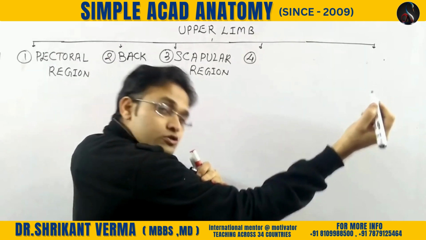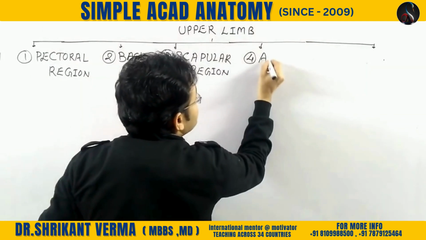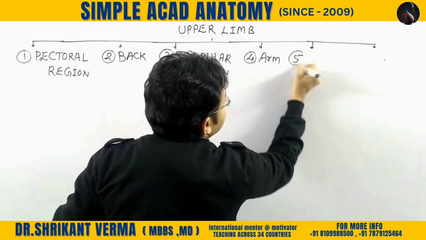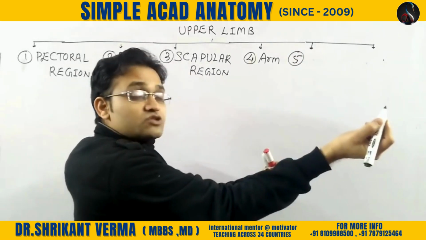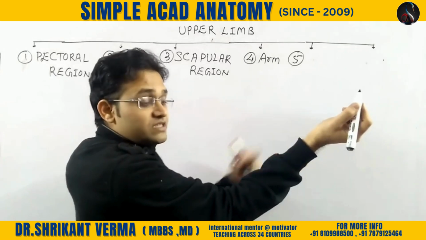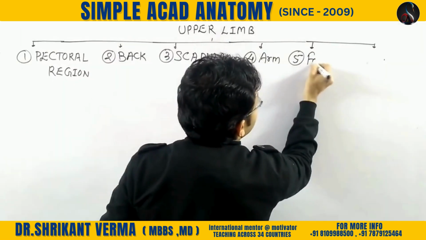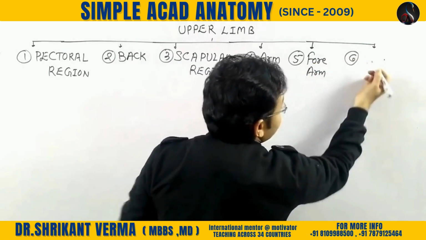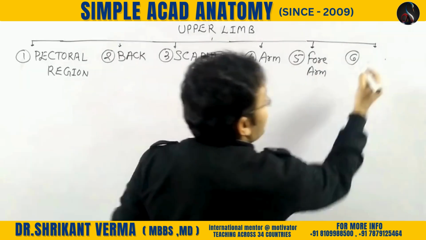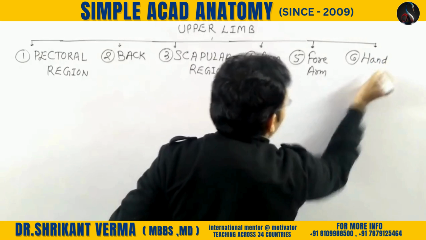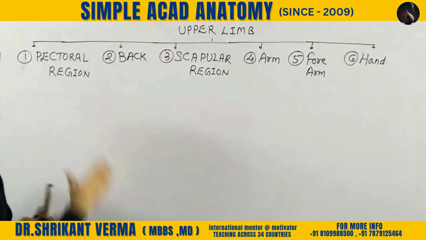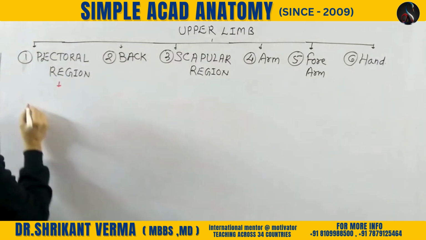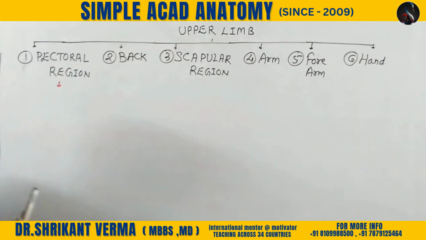known as the arm, also known as brachium. The next part, after this arm, is known as the forearm, from the elbow up to the wrist joint. And the last part after the wrist joint is known as the hand. Here we are going to discuss the muscles of each part. As we are going to discuss the first part, what are the muscles in the pectoral region?